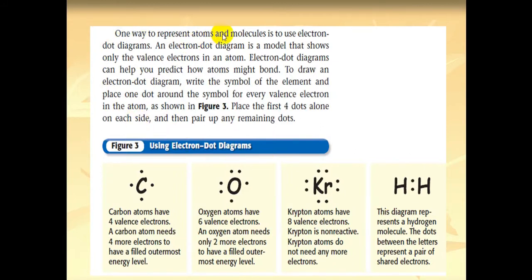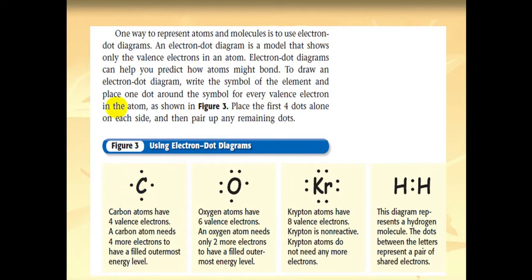One way to represent atoms and molecules is, as we said, the electron dot diagram. In the electron dot diagram, it shows only the valence electrons. As we said, we only show the valence electrons in the atom. Electron dot diagrams can help you predict how atoms might bond.